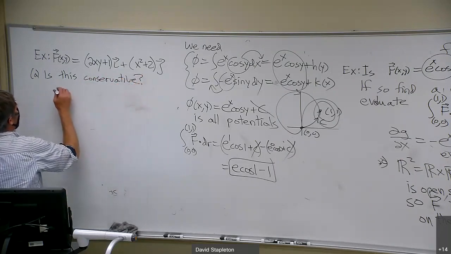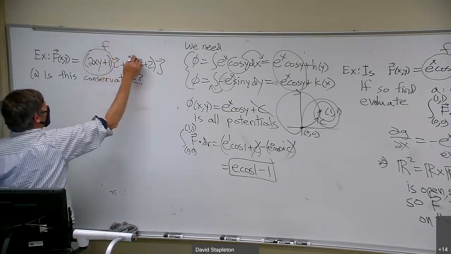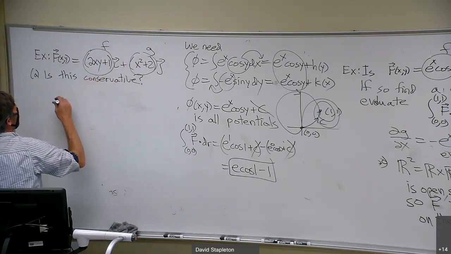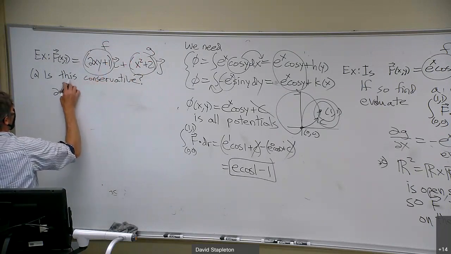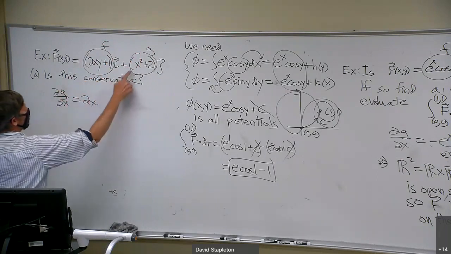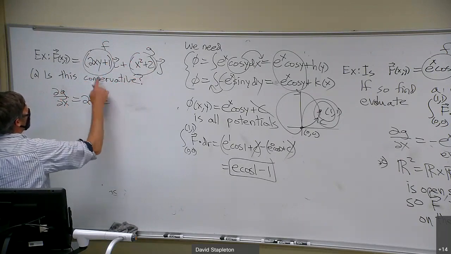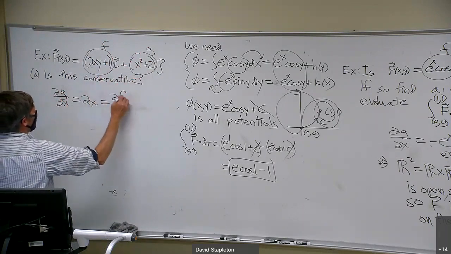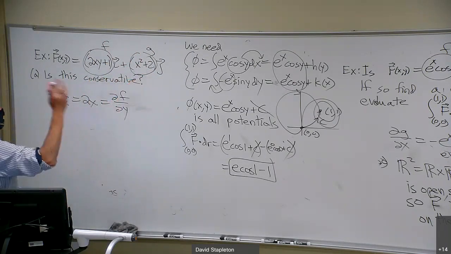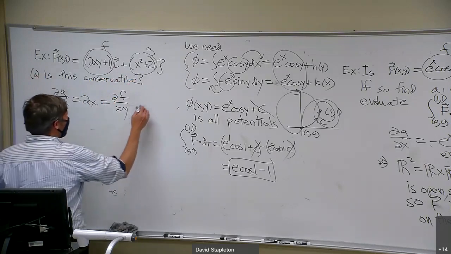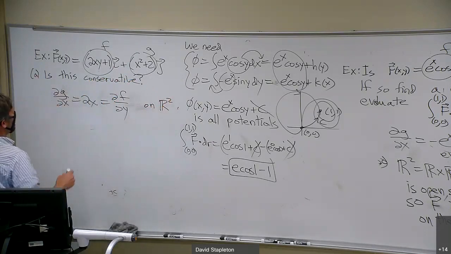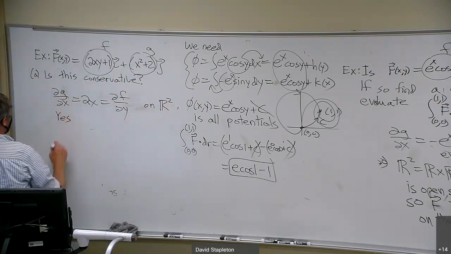So we call this little f and this little g. We'll calculate dg/dx and df/dy and see if they're equal. The dg/dx is evidently 2x plus 0. Oh, but that's df/dy. They are equal. Now these are polynomials in two variables, so this holds on the whole plane. So we'll say on R2, the whole xy plane, yes, it's conservative on the plane.